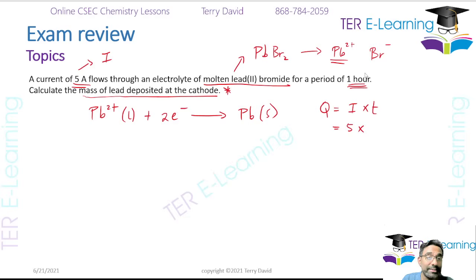Now here's the thing, guys. There's a little trick here. The time here is given in hours, so you need to convert that hours into seconds. 1 hour is 60 minutes, and in every minute, you have 60 seconds. So 1 hour is actually 60 multiplied by 60. You all need to be familiar with that.